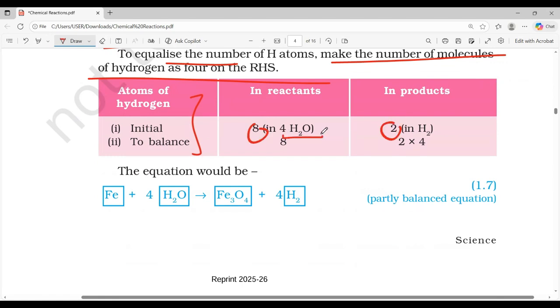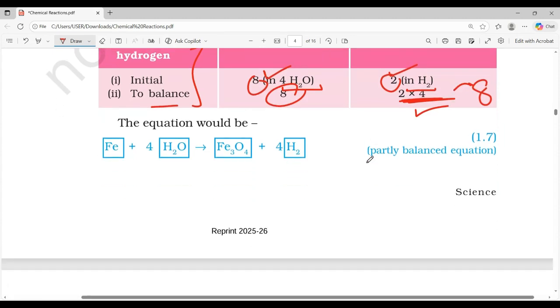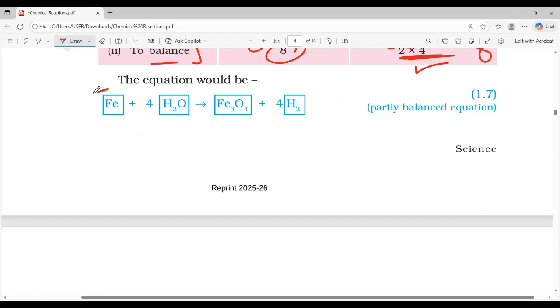So see here, the atoms of hydrogen: initially we had 8 on the reactant side, and now we have 2 in the products. So 4 into 2 is 8, right? Here we have 8 atoms, and here we have H2, that is 2 atoms of hydrogen, and we have to balance. So we'll multiply 4 with 2 to make it 8. The equation would be Fe plus 4H2O gives Fe3O4 plus 4H2.